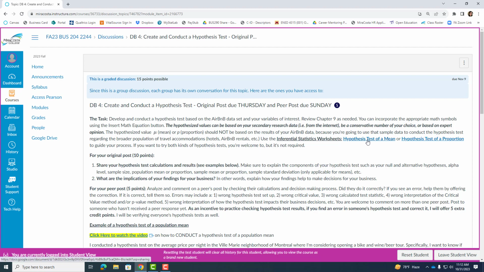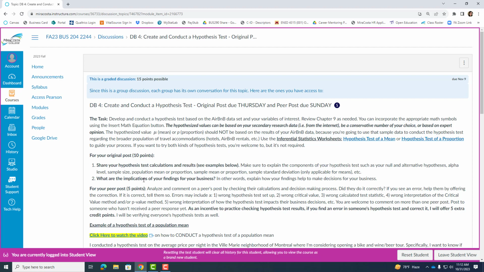Now, I have worksheets to help guide you. There's a worksheet for hypothesis test of a mean and a worksheet for hypothesis test of a proportion, and they are in Google Doc form that you can download and use to guide your process. You only need to pick one hypothesis test for the project. If you want to try to do both for extra practice, you're welcome to, but it's not required.